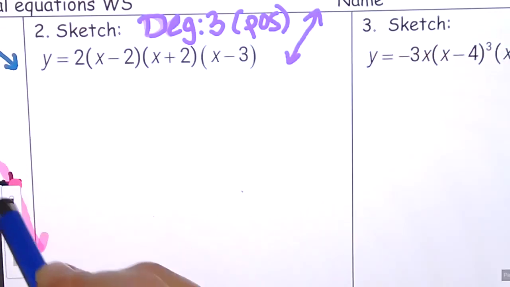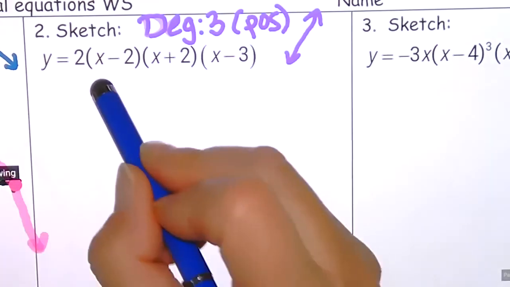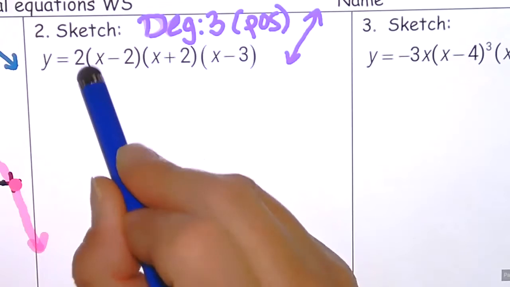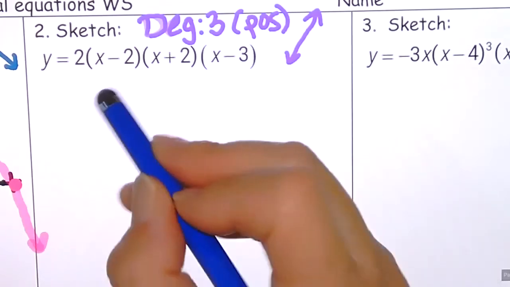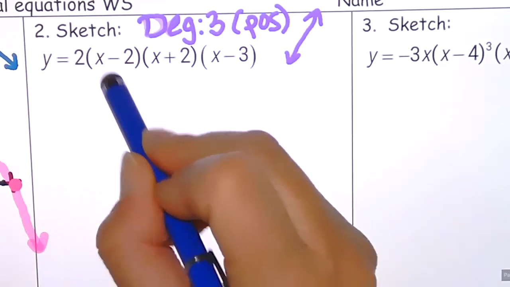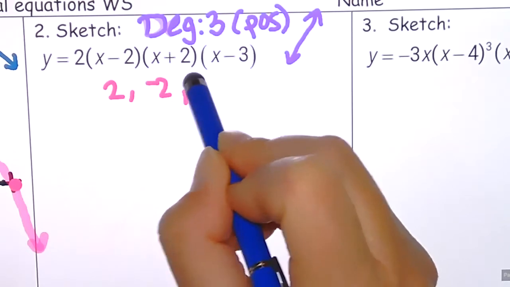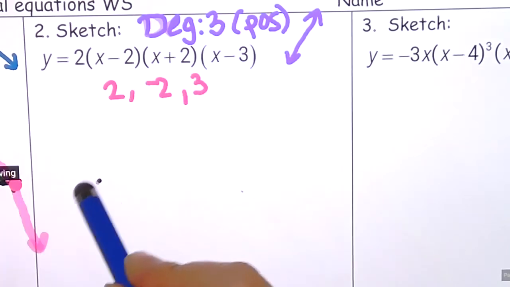In terms of my roots, I have, again, 2 is a 2. It's not going to be a 0. There's nothing that's going to happen here. That would just be affecting our stretch, but we're not scaling our Y, so that's not going to matter right now. We have a 2, which is a single. We have a negative 2, which is a single. And we have a 3, which is a single. And then let me draw my graph.